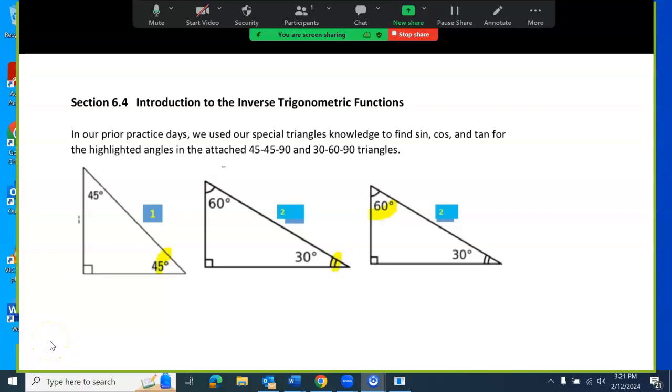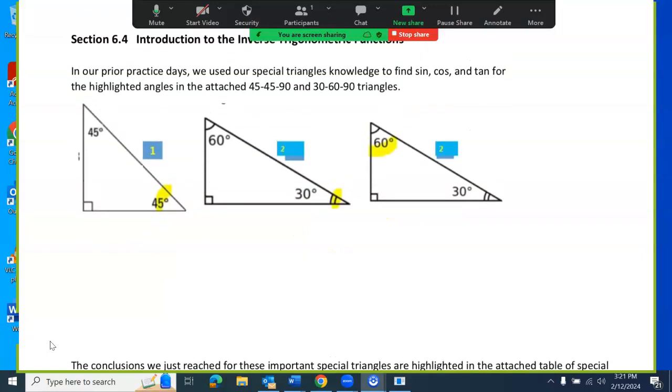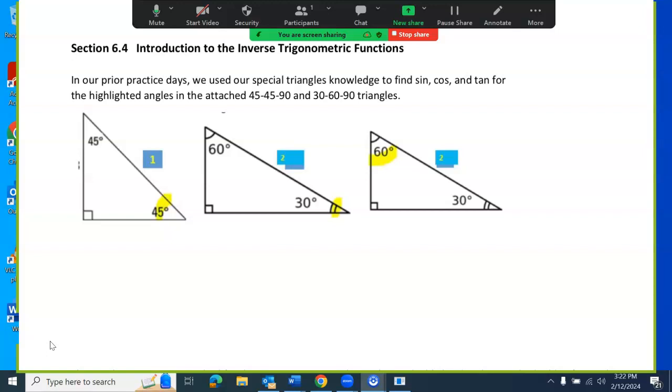Okay, in this video, we're going to go through the 6.4 notes. So this is Introduction to Inverse Trig Functions. We start out with our special triangles to go over this section.